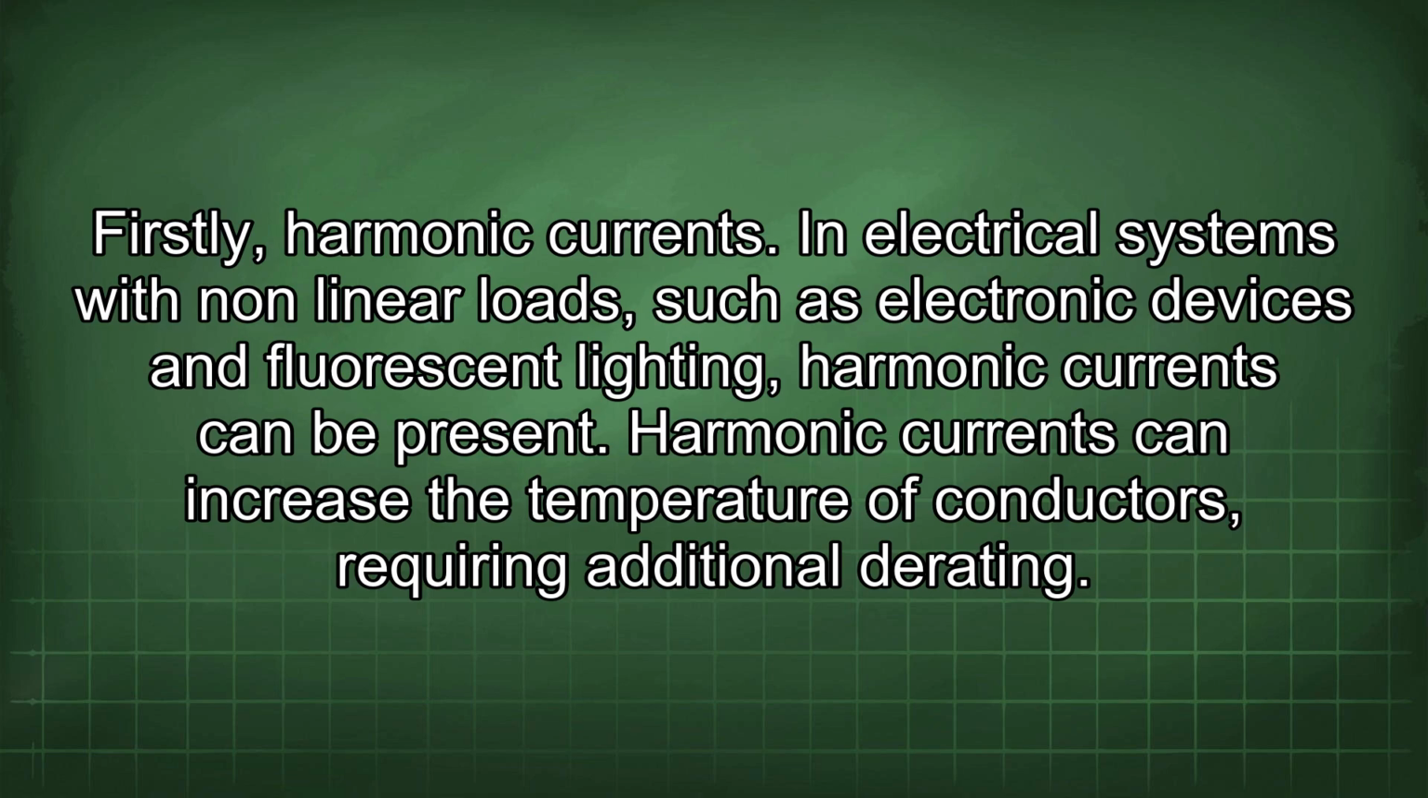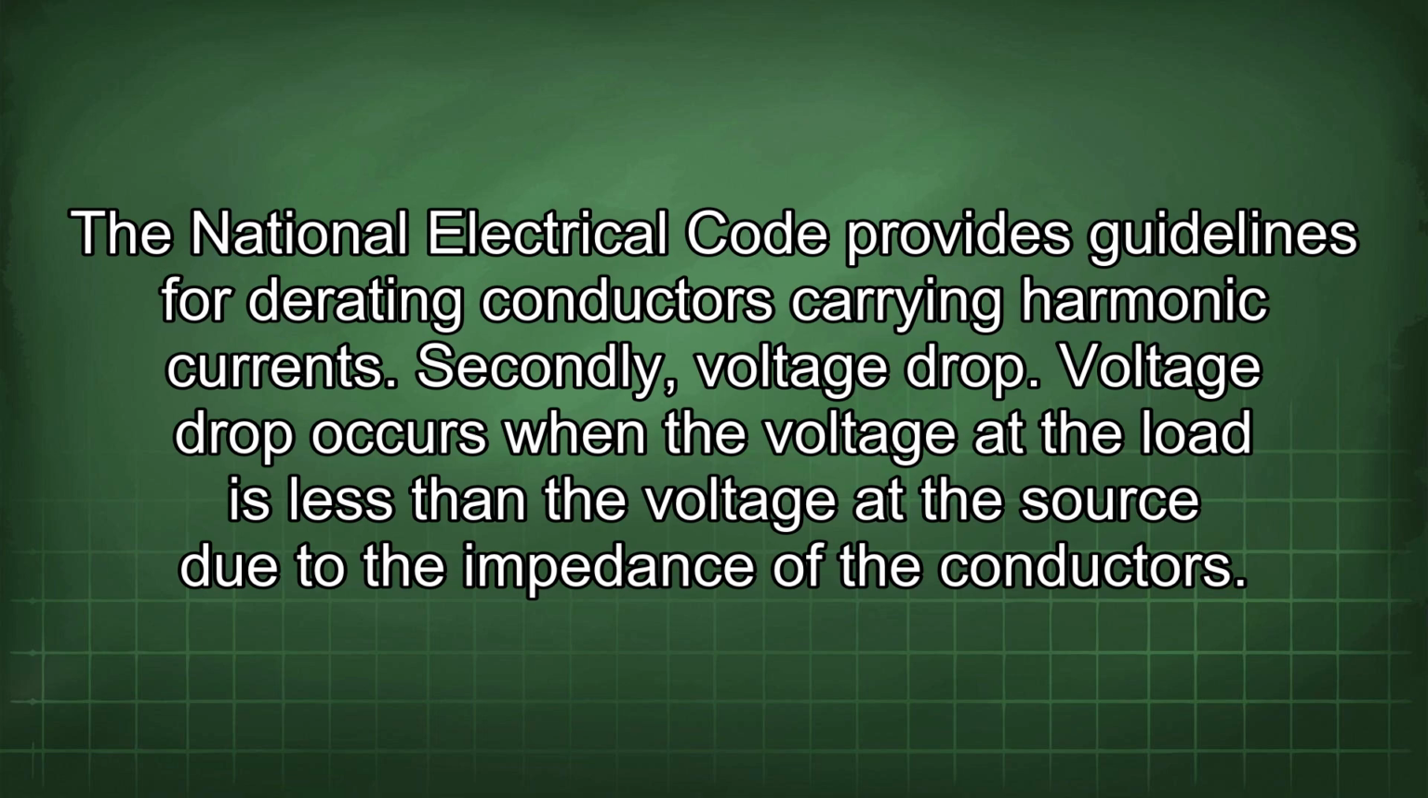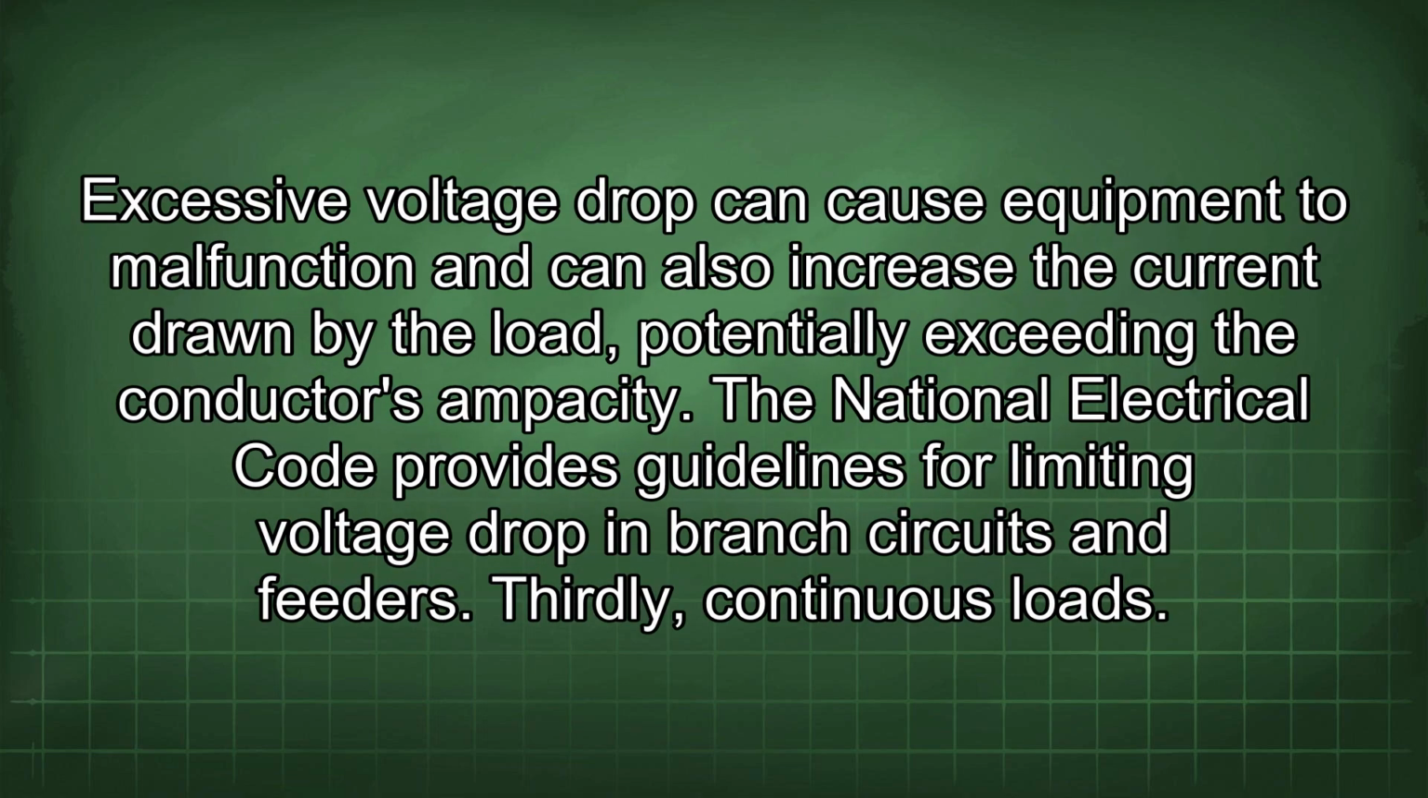Firstly, harmonic currents. In electrical systems with nonlinear loads, such as electronic devices and fluorescent lighting, harmonic currents can be present. Harmonic currents can increase the temperature of conductors, requiring additional derating. The National Electrical Code provides guidelines for derating conductors carrying harmonic currents. Secondly, voltage drop. Voltage drop occurs when the voltage at the load is less than the voltage at the source due to the impedance of the conductors. Excessive voltage drop can cause equipment to malfunction and can also increase the current drawn by the load, potentially exceeding the conductor's ampacity. The National Electrical Code provides guidelines for limiting voltage drop in branch circuits and feeders.